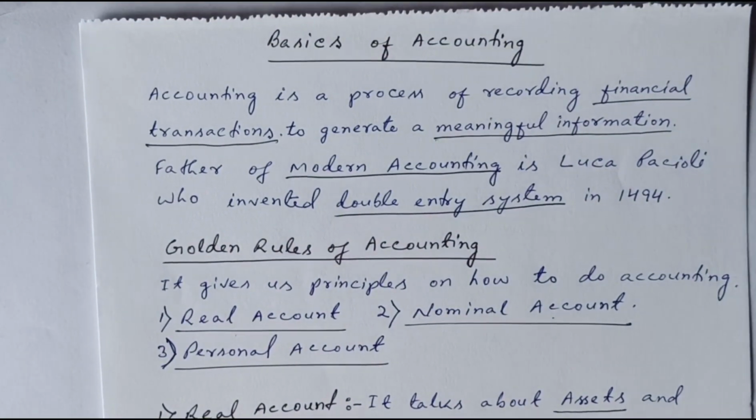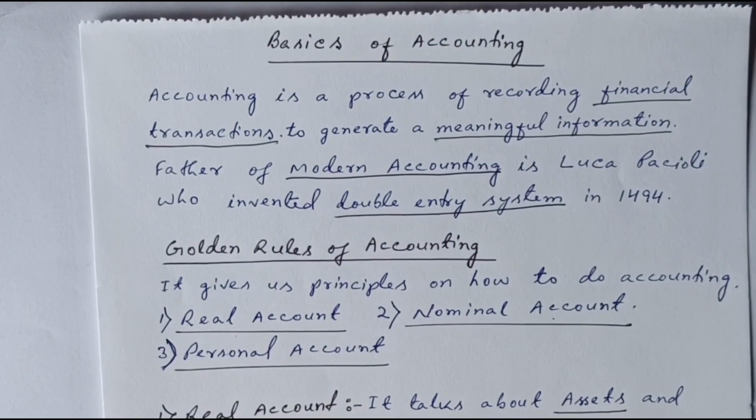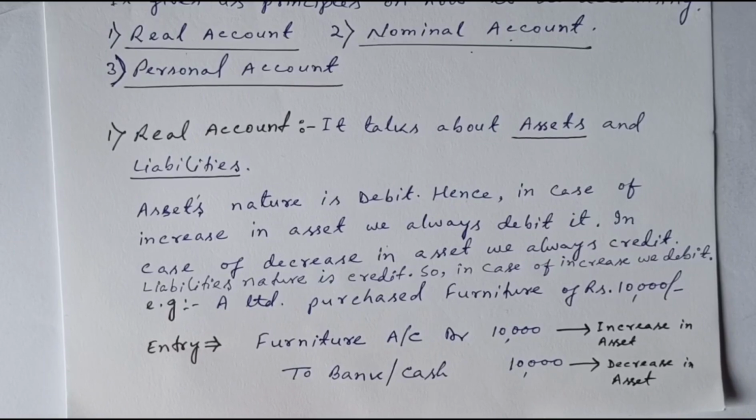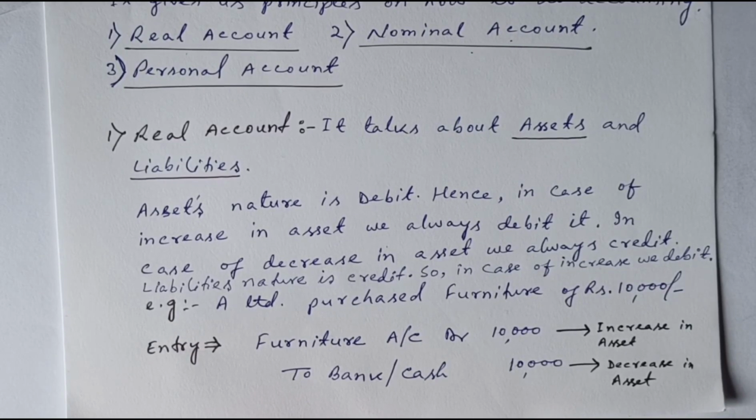Going forward, what are the golden rules of accounting? Golden rules of accounting give us principles on how to do accounting, and it has three principles. It has three accounts, which are real account, nominal account, and personal account. Now we will be studying in detail about these three accounts. So now real account. Real account tells us about assets and liabilities. It says that whenever an asset is increasing, we need to debit, and in case of decrease we need to credit, and in case of liability, if it increases we credit, if it decreases we debit.